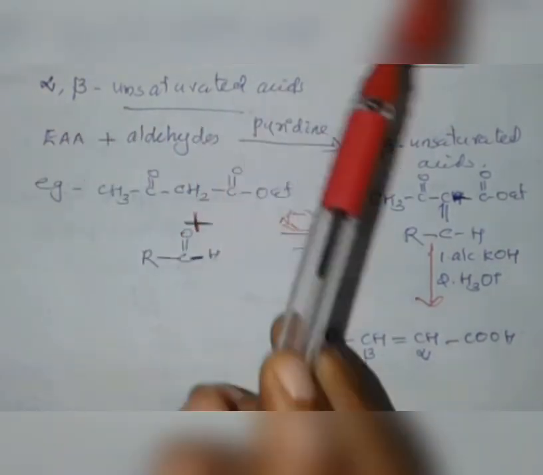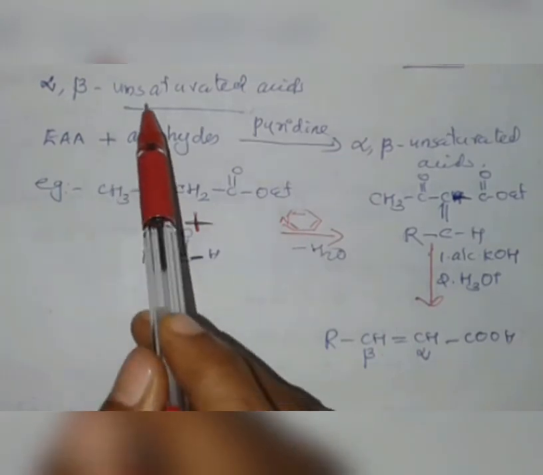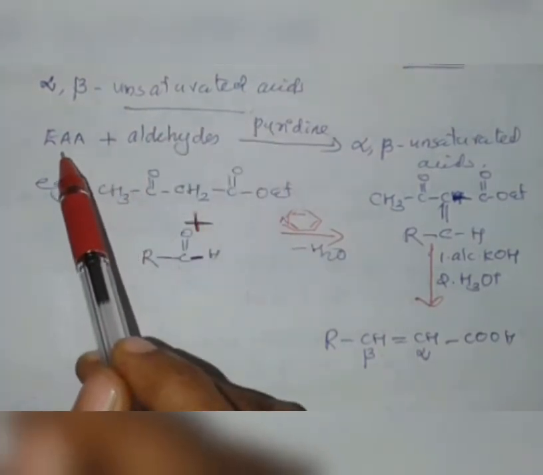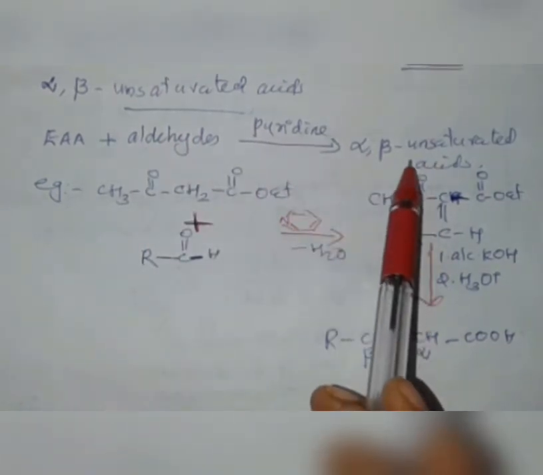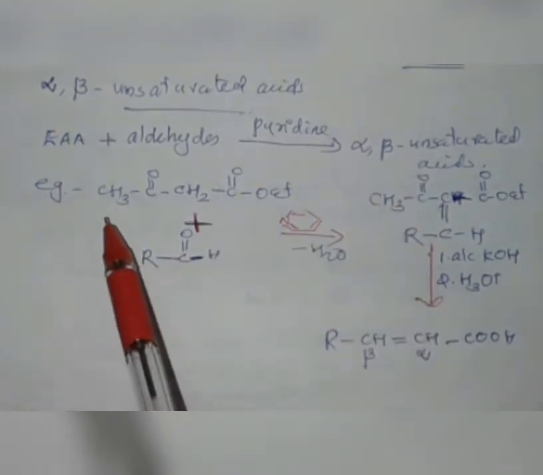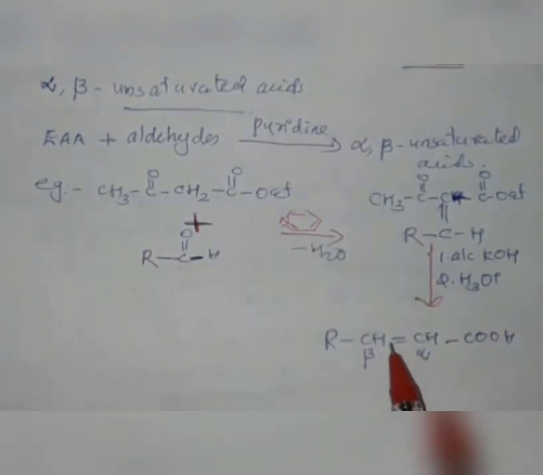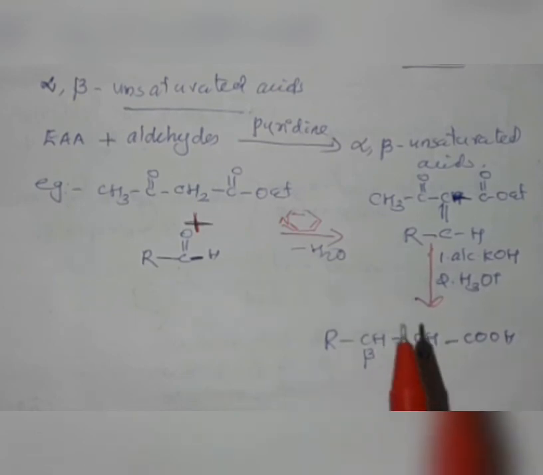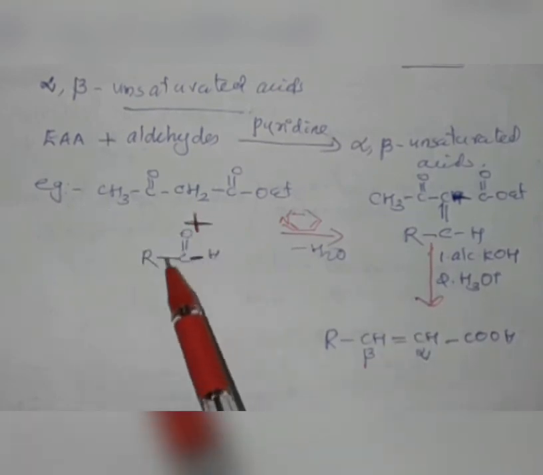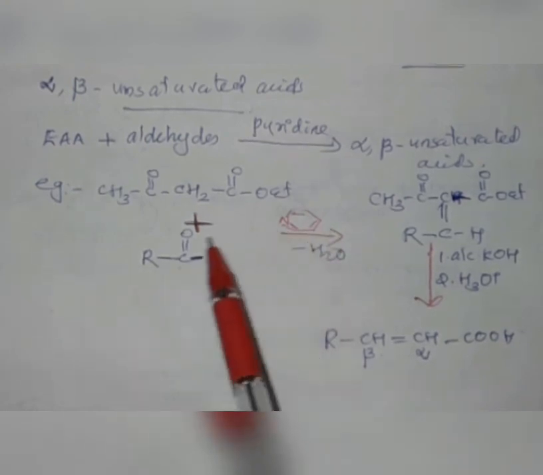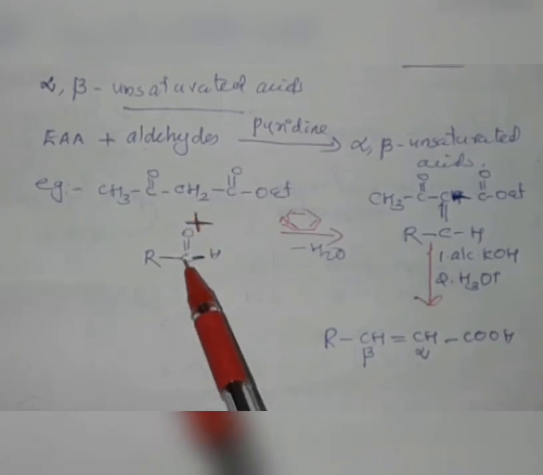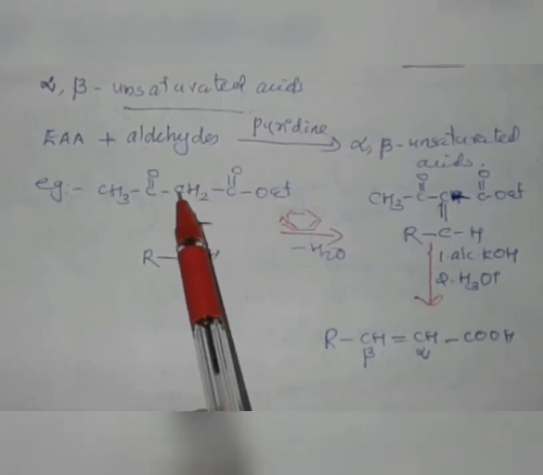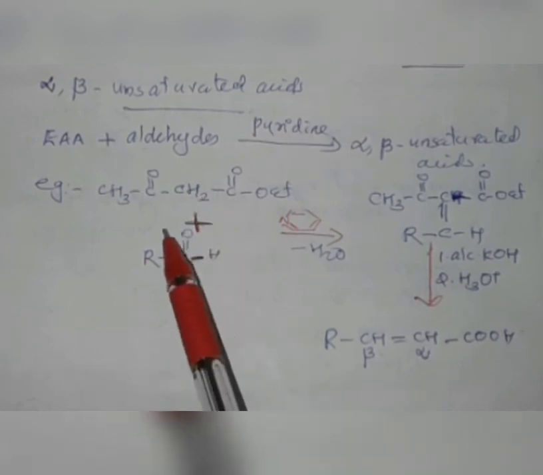For the synthesis of alpha beta unsaturated acid, EAA is treated with aldehyde in the presence of a weak base like pyridine. Alpha beta unsaturated means there is a double bond between the alpha and the beta carbon atoms. That is, EAA reacts with an aldehyde in the presence of pyridine, and a double bond is formed between the methylene carbon and the carbonyl carbon of the aldehyde. The two hydrogens and the oxygen are lost from this.